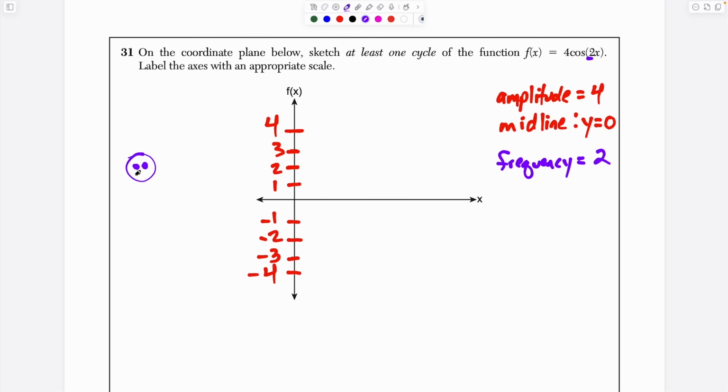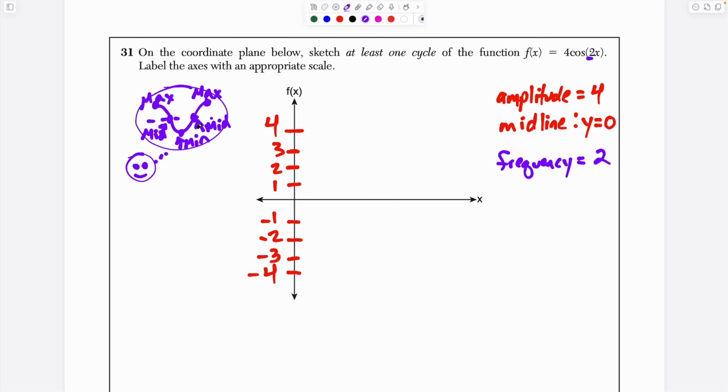So before I actually start sketching this, I just think for a positive cosine, it's going to go like this. It's going to go from the maximum value to the midline, and I'll just abbreviate midline like this, to the minimum. Then it goes back to the midline, and then back to the maximum. So it goes maximum, midline, minimum, midline, maximum. That's one full cycle that we're going to graph here.